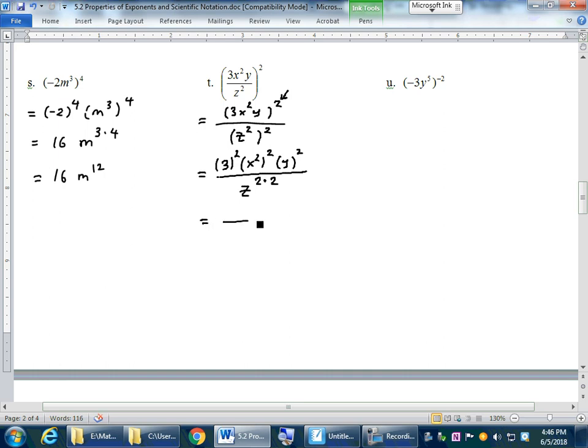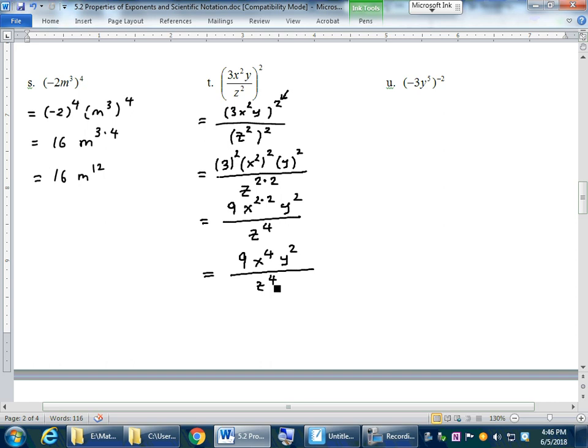So finally, continue simplifying it. 3 to the second power is 9, x squared to the second power is x to the 2 times 2 using property number 3, and y to the second, and then z to the fourth. So the final answer will be 9x to the fourth power, y to the second, z to the fourth.